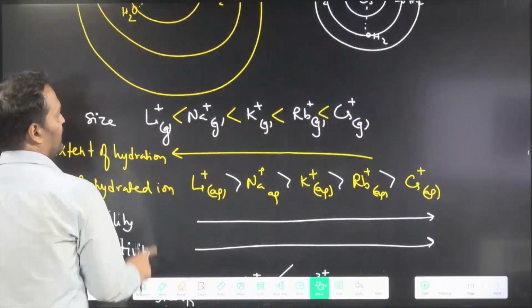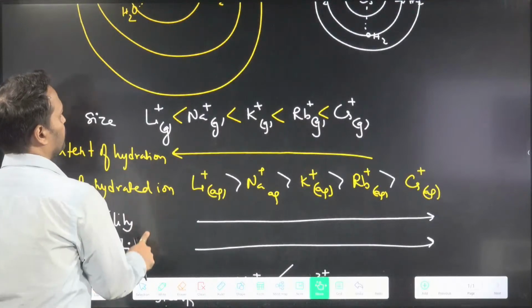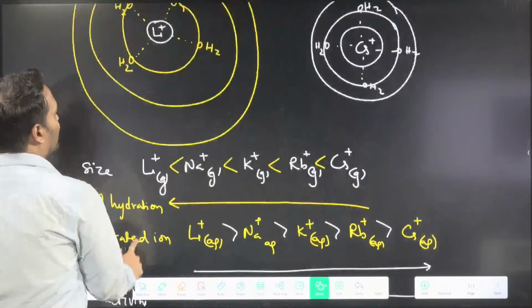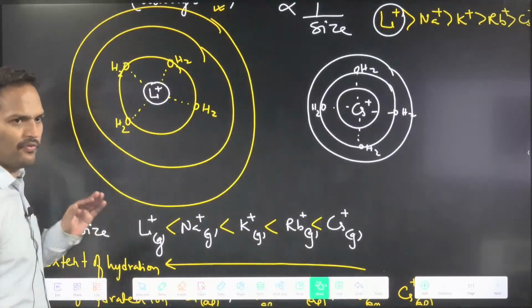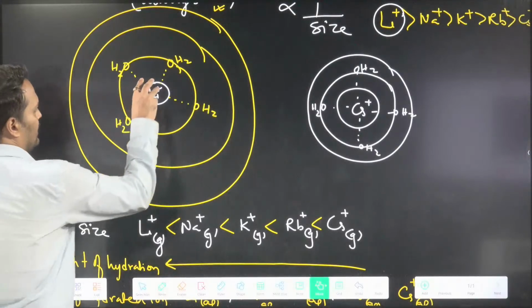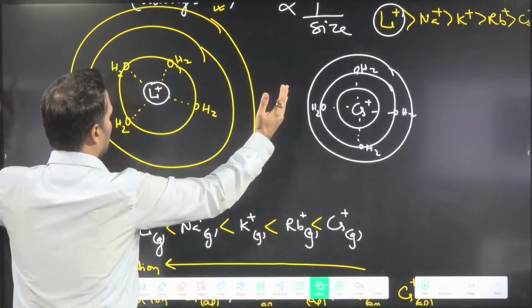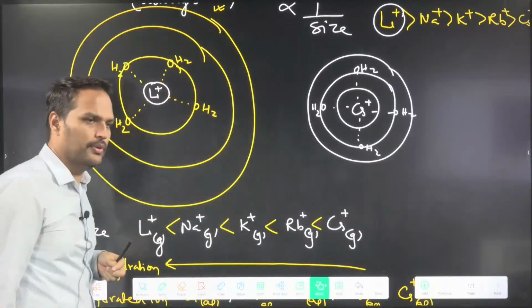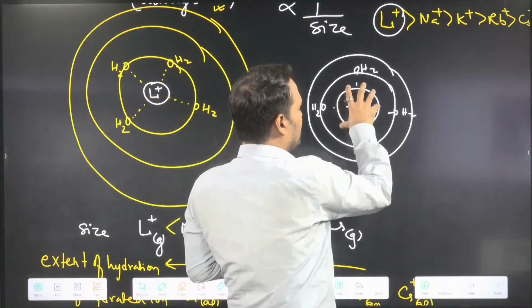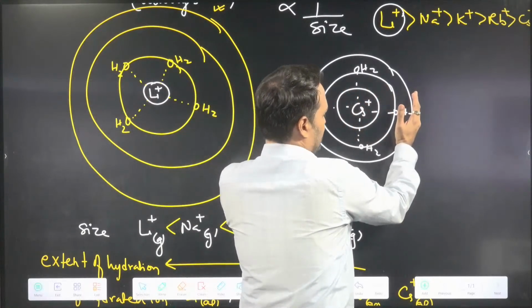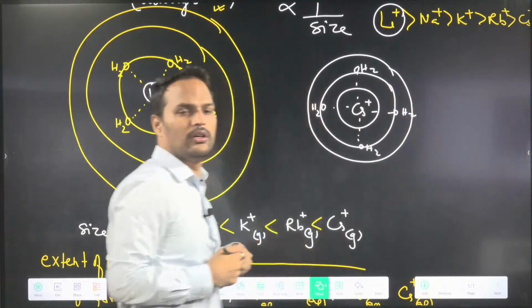You can think of it like this also. See, everyone, I am finally concluding it. Lithium was small, so its hydration is more. Hydration is more, so hydrated ion size is more. Cesium was big, so its hydration is less. So hydrated ion size is also less.